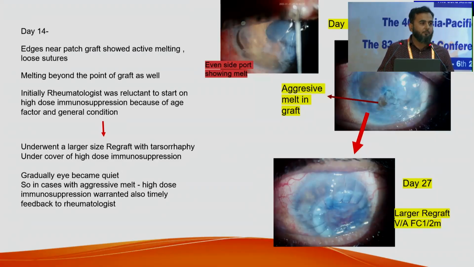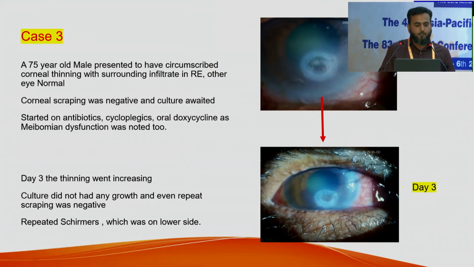Initially he was reluctant because the age of the patient was 94. But then he gave a high dose immunosuppression therapy, and we did a regraft for this patient. And you can see after the regrafting and under cover of high dose immunosuppression, the eye eventually got quite well.